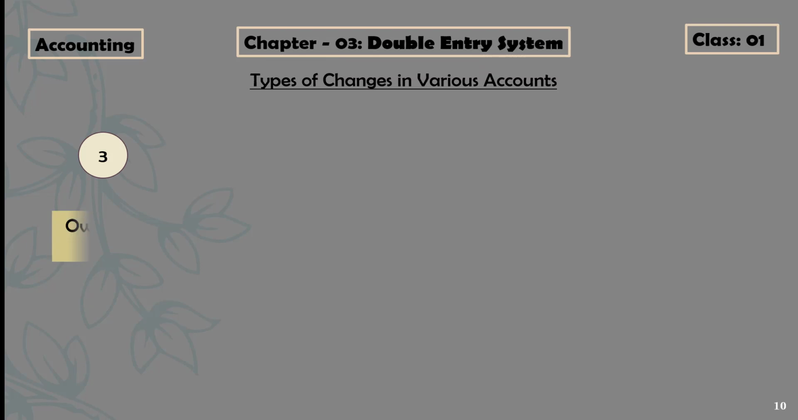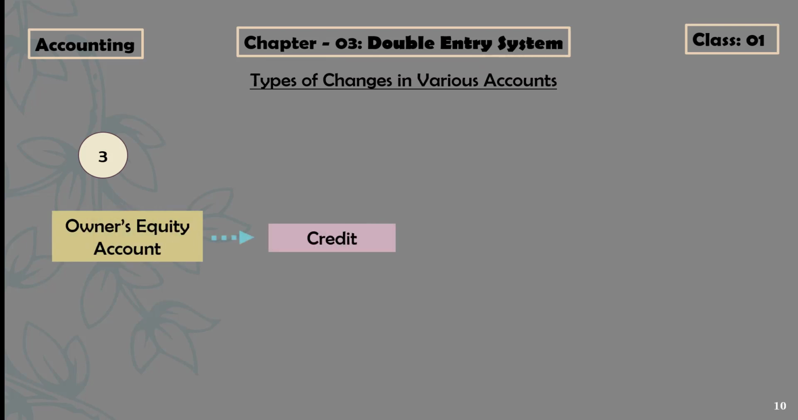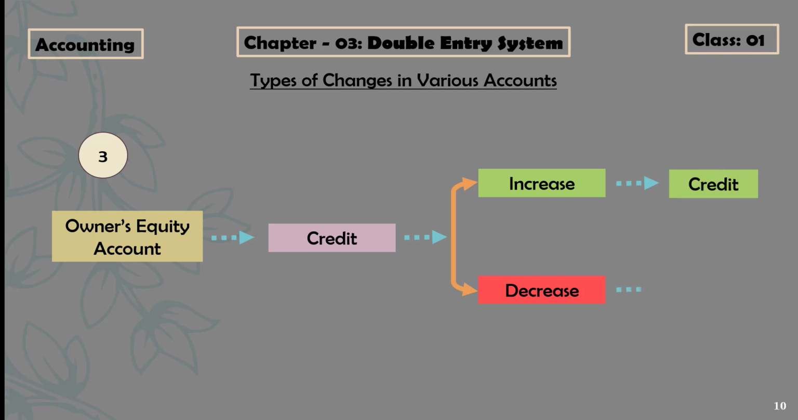Now number 3, this is owner security account, and usually it is a credit account, and it either increases or decreases. If owner security account increases, then it will credit, otherwise it will debit.